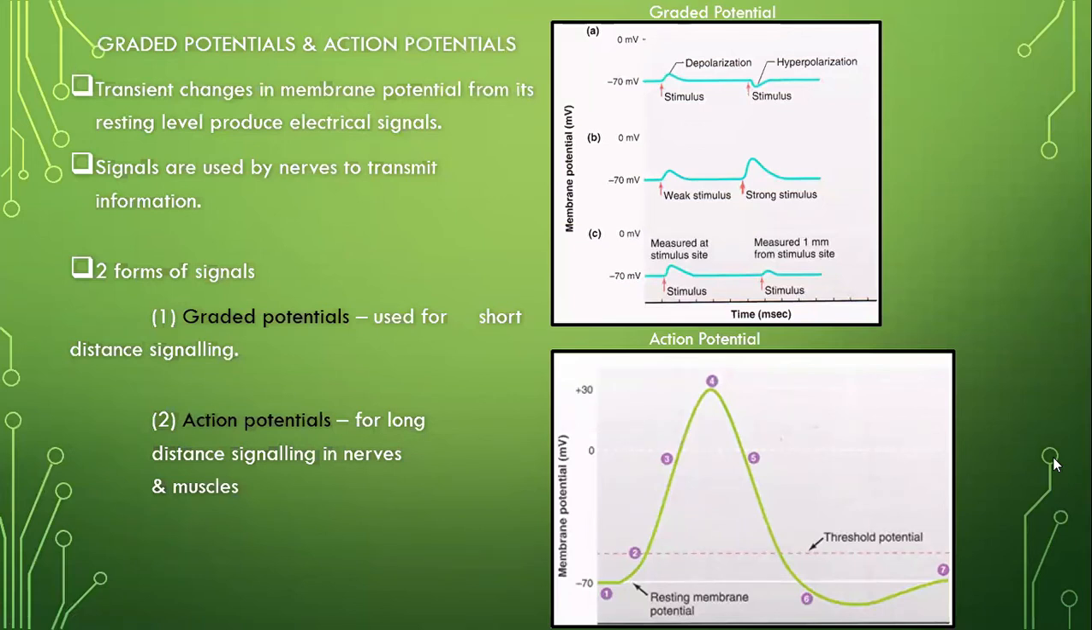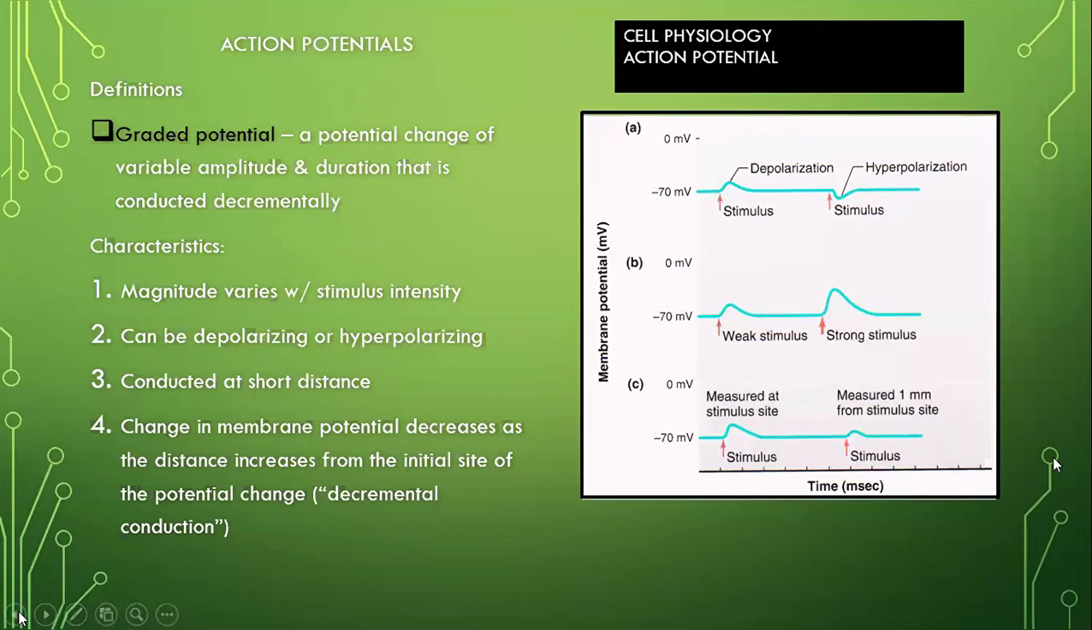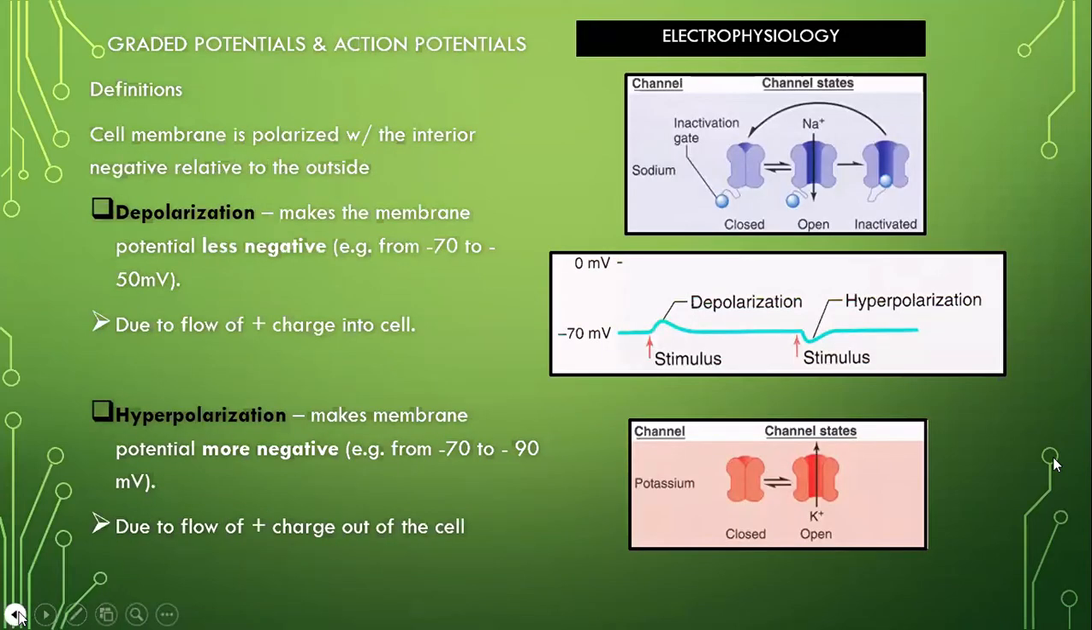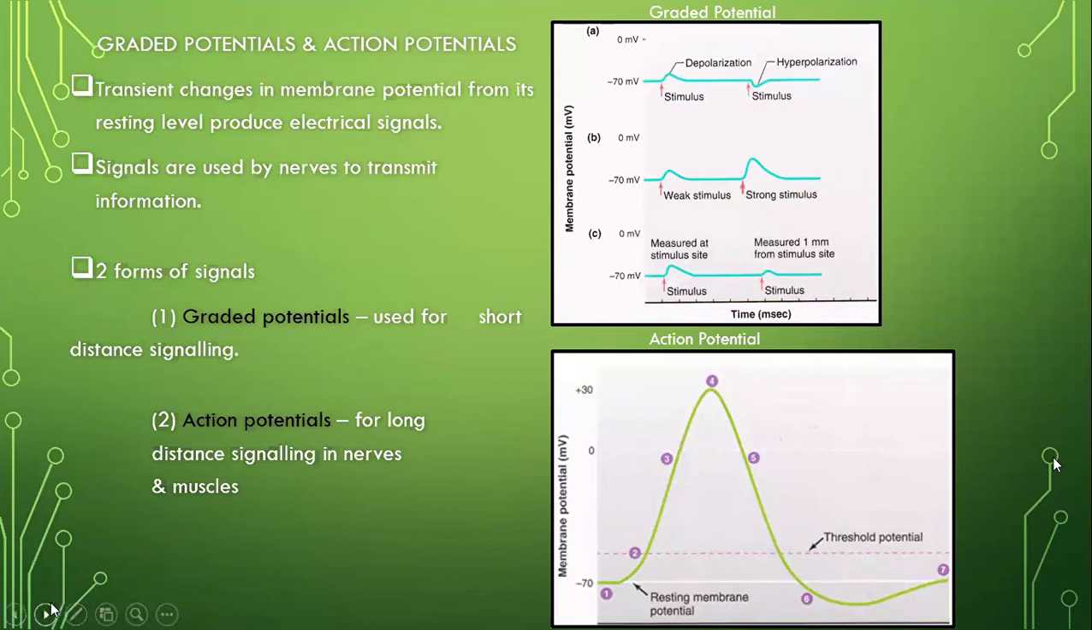Your graded potentials not much, because they are only for short distance signaling. The signal, for example, when the stimulus is already far and the action potential has already traveled, the signal that is being produced will become smaller.